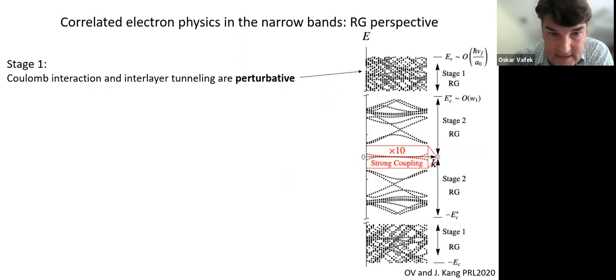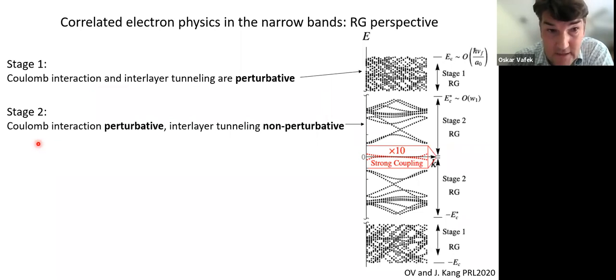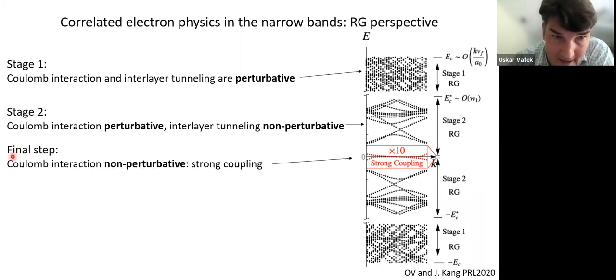Then there's another regime in which the Coulomb interaction is perturbative, that's below of order W1, but still away from the narrow bands, where the Coulomb interaction is still perturbative because we have a gap here separating us from the narrow bands, but the interlayer tunneling is no longer perturbative. W0 and W1 are no longer perturbative in this regime. And then finally, we have just the narrow bands, and within these narrow bands, the Coulomb interaction is non-perturbative, and I will try to justify this.